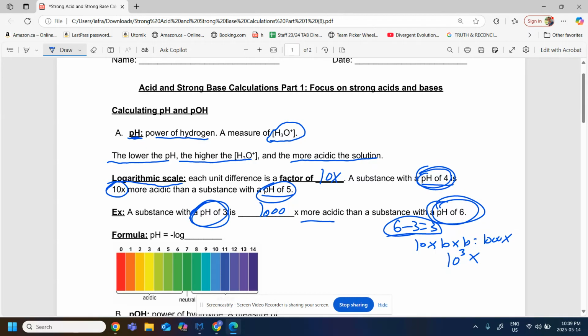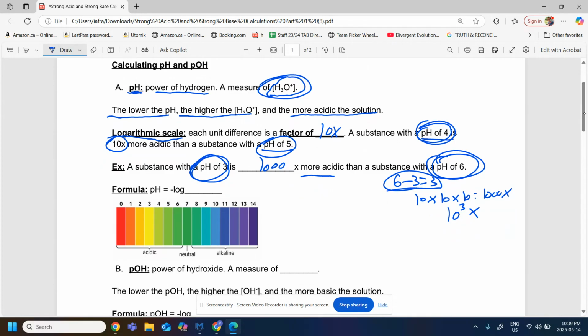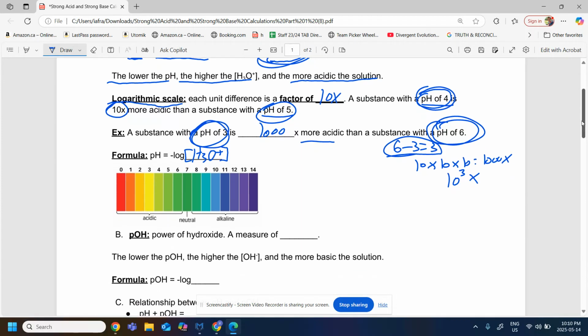So how do you get pH from the concentration of H3O+, and how do you go the other way around? Well, if you want to find the pH and you have the concentration of H3O+, you just do pH is equal to negative log, which is on your calculator, of [H3O+]. And that will basically convert your H3O+ concentration into a number you can put on the pH scale.